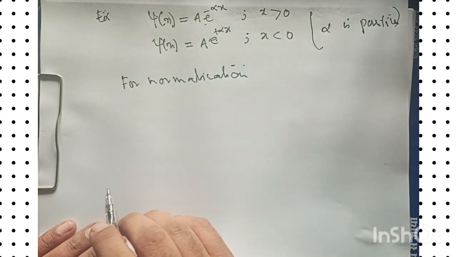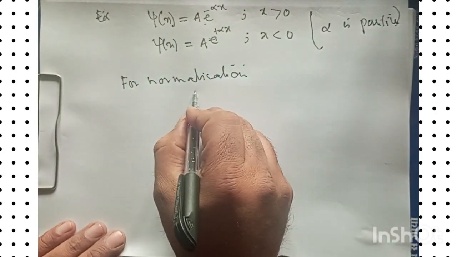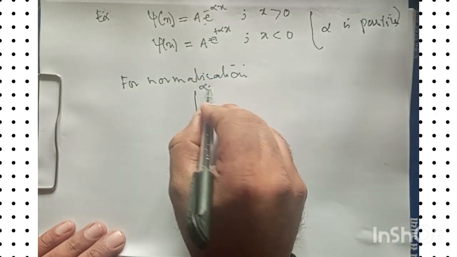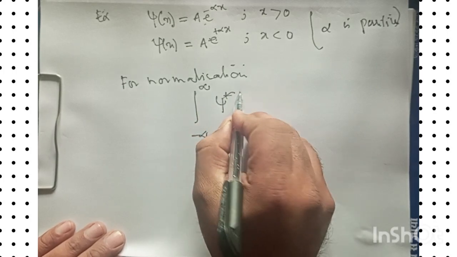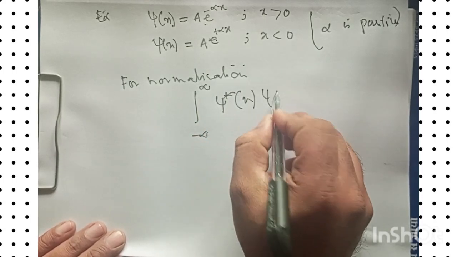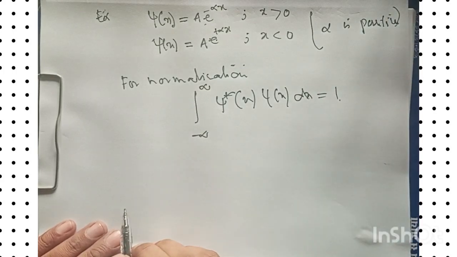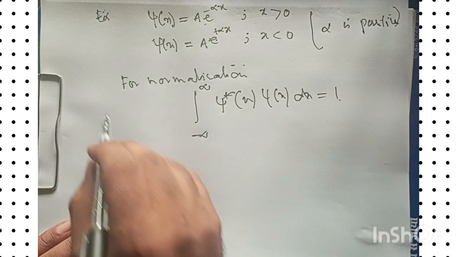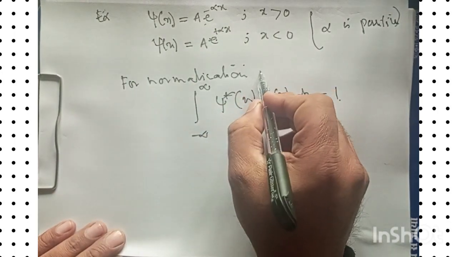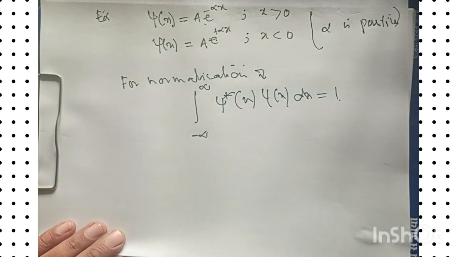Okay, what I will have is the integral from minus infinity to infinity of psi star of x psi of x dx equal to 1. This is the condition that we use for normalization. So for normalization, we have this condition that's important.